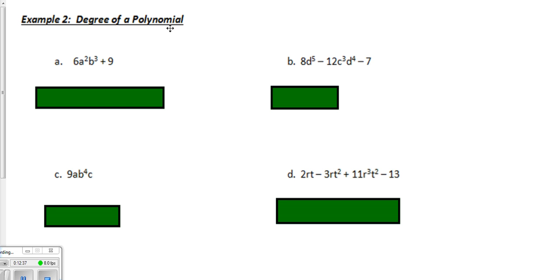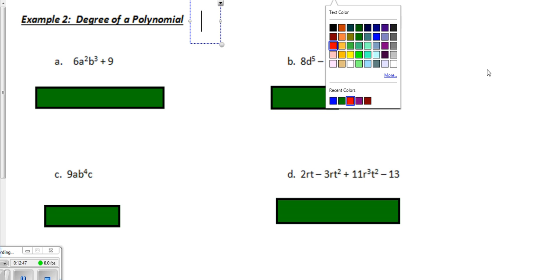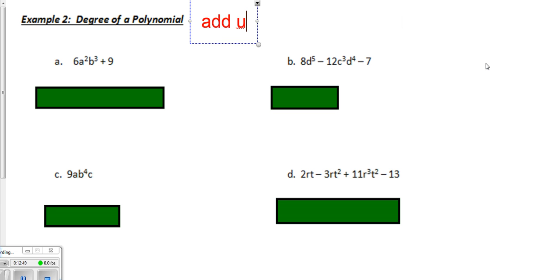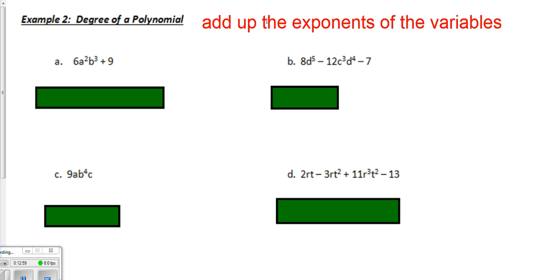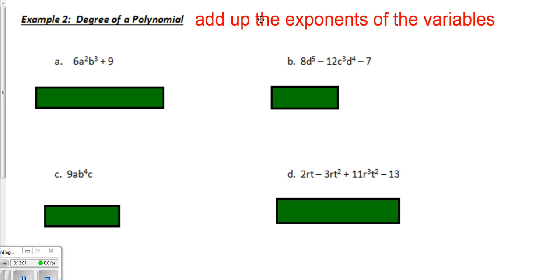Okay, now we're going to look at the degree of a polynomial. How do you find the degree of a certain polynomial? I'm going to write in here something to remember. Add up the exponents of the variables. Remember, you just add up the exponents of the variables in one term. That would be the degree of each term, and then the highest degree term would be the degree of the polynomial.